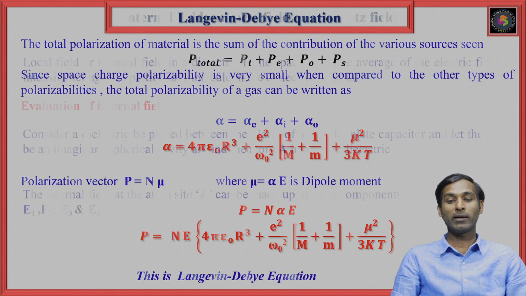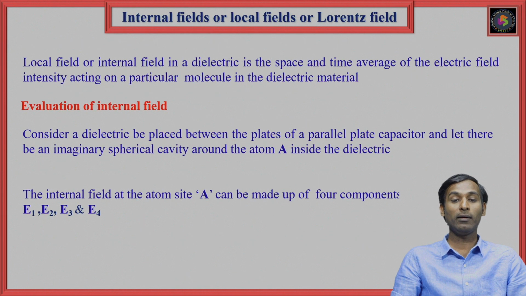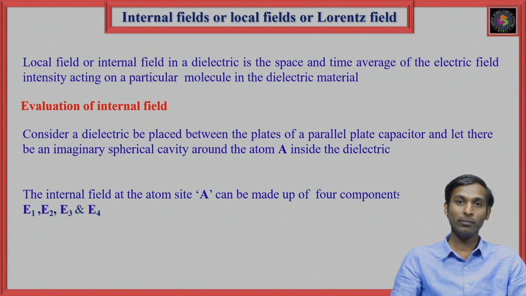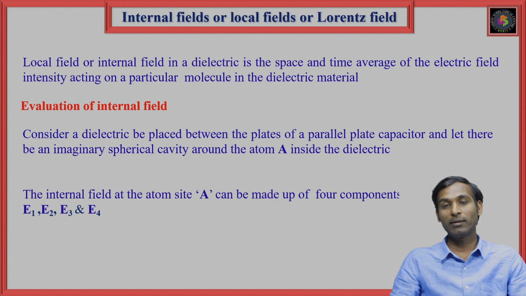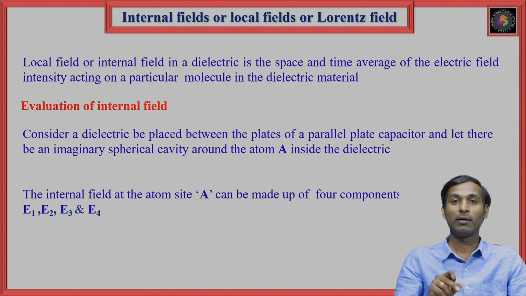Now coming to the next slide, one more topic is internal fields, or local fields, or Lorentz field. This is an important topic for the dielectric material. The main aim of the internal field of a dielectric material is to find the total electric field as the sum of the electric fields. That means we are taking a parallel plate capacitor, and we are keeping one spherical cavity inside the material.